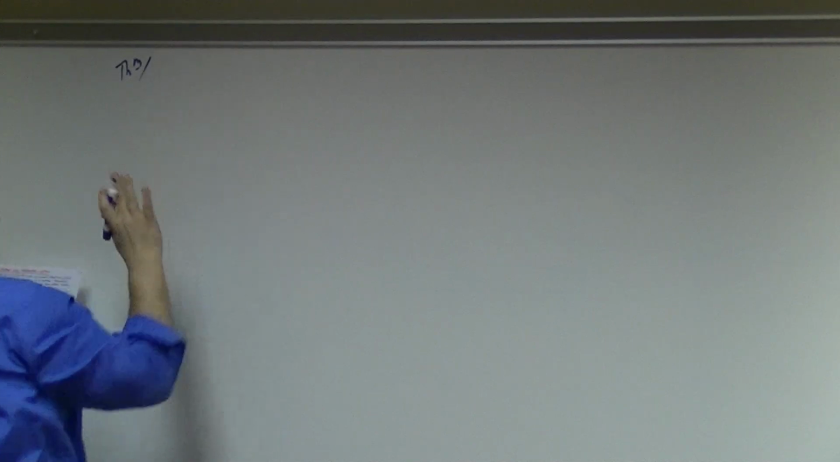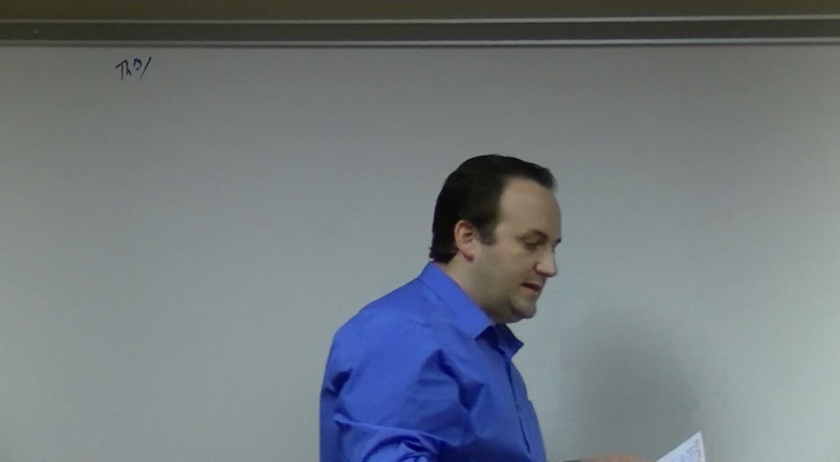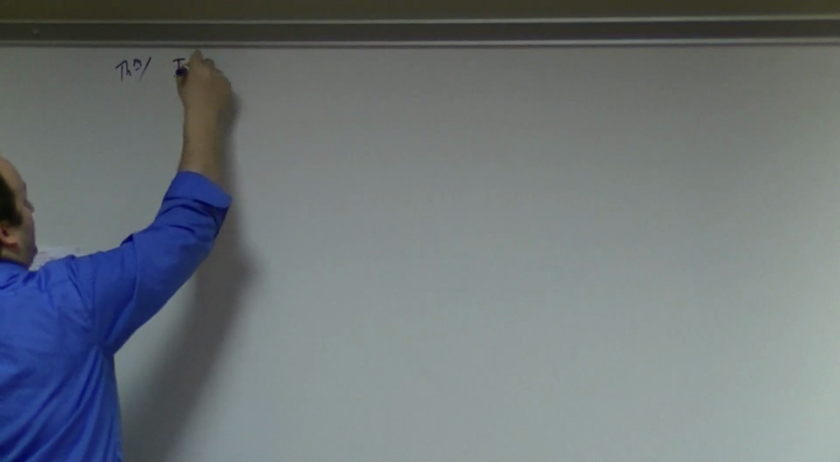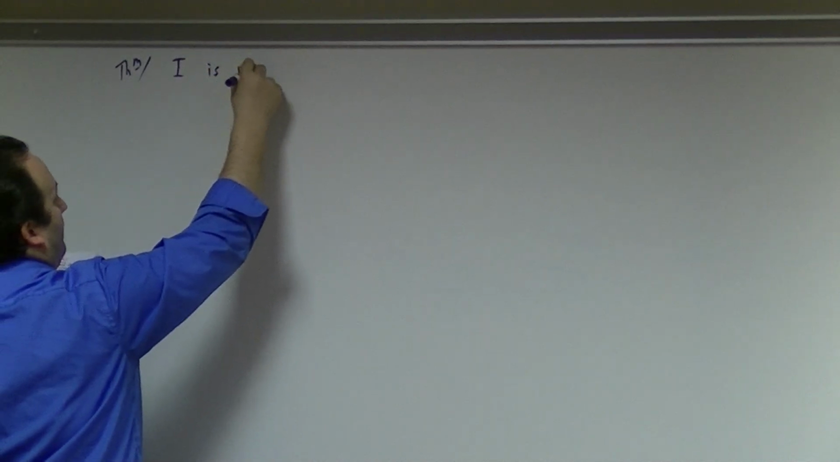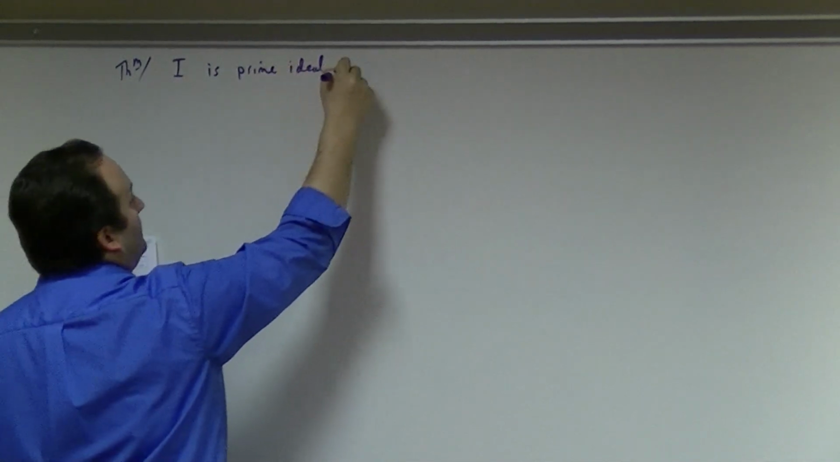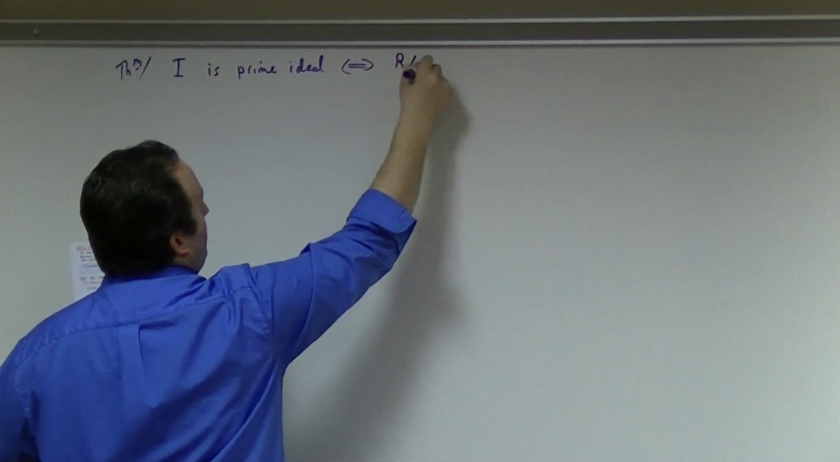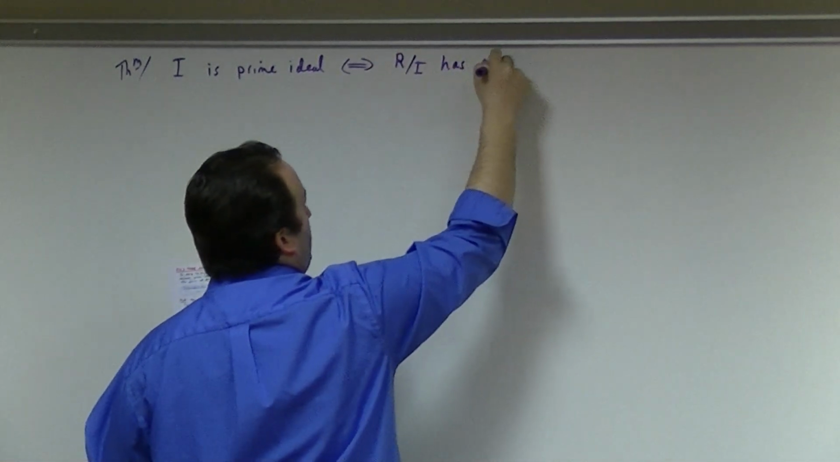I'm not going to write it again, but it should be understood that R is a commutative ring with identity, and that I is an ideal in everything we do here, okay? So here we go. I is a prime ideal if and only if R mod I has no zero divisors.